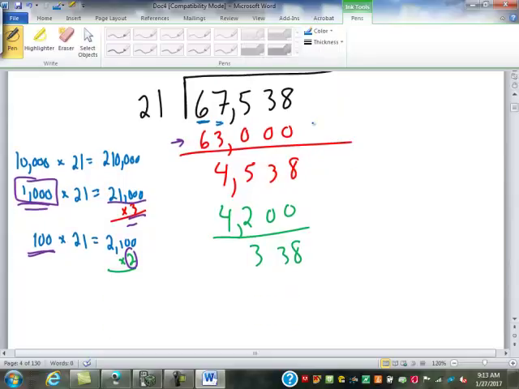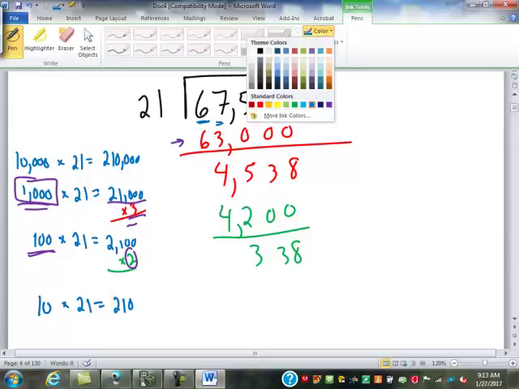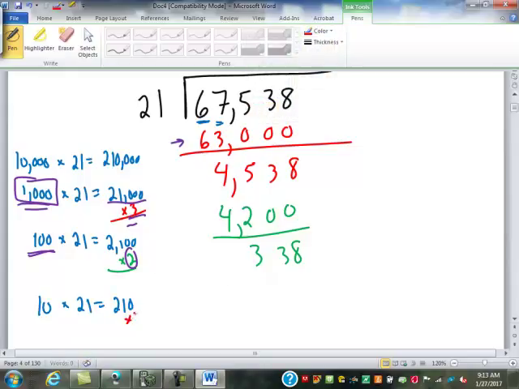Next place value is 10. 10 times 21 is 210. Can I subtract that? Yes, I can. Looks like I can only do it once. 210, that's going to be 8, 2, and 1, so 128. So I just subtracted a bundle of 10.